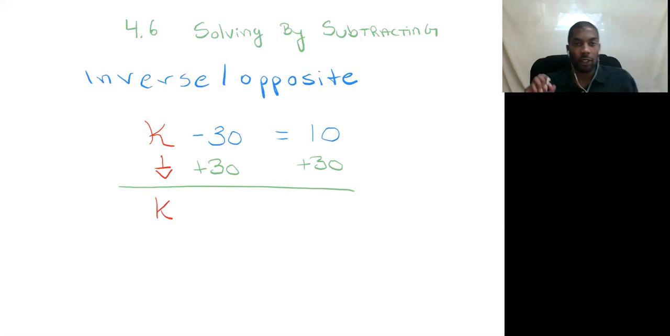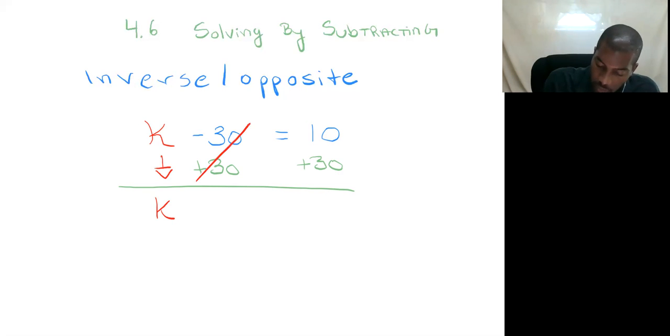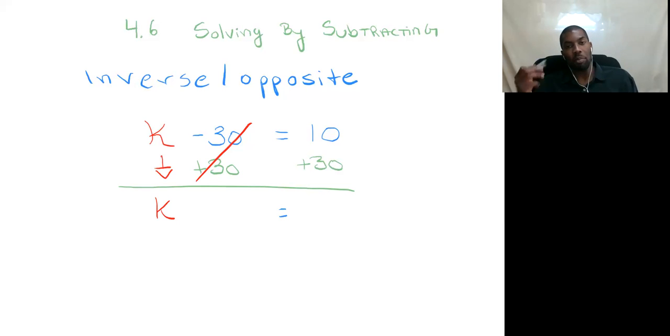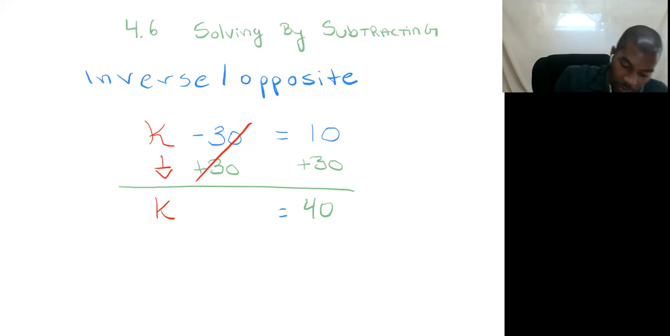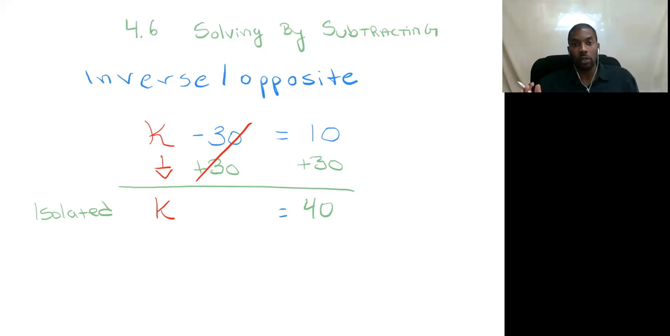K. Negative 30 plus 30 is 0, so they cancel each other out. Drop the equal sign. Nothing's happening to it. 10 plus 30, as you know, should be 30 more than 10, or 10 more than 30, which is 40. Therefore, we say k is equal to 40. K has now been isolated, which means to be by itself on one side of the equal sign. And now, since we know that k is 40, or so we think it is, we're going to try to prove it.